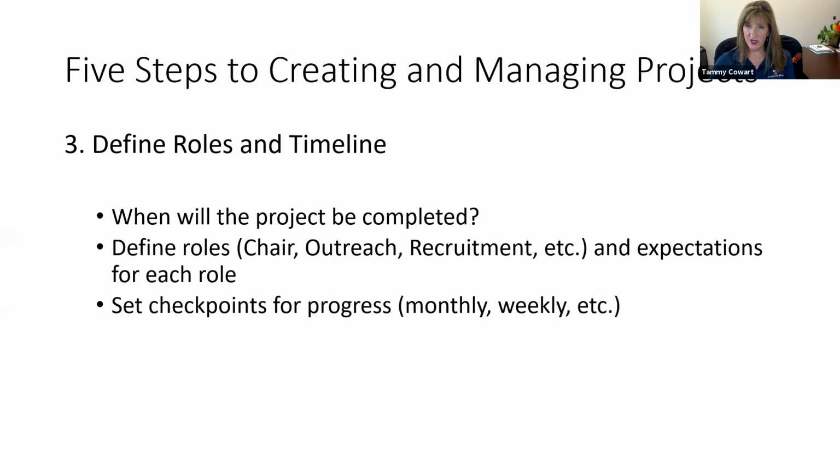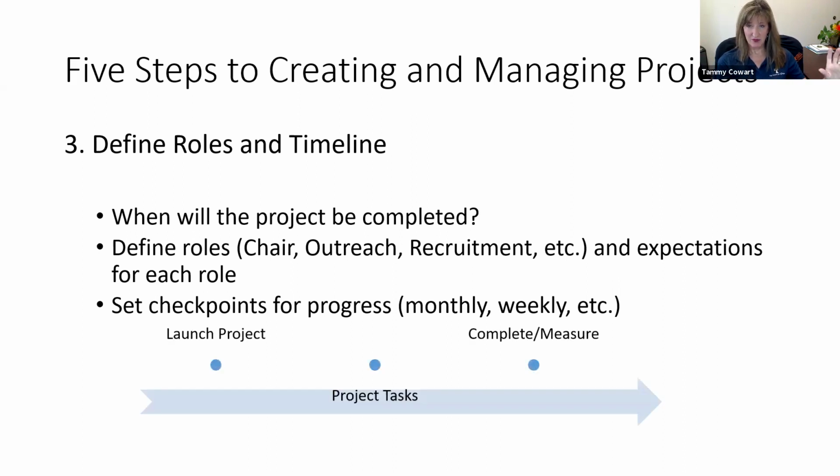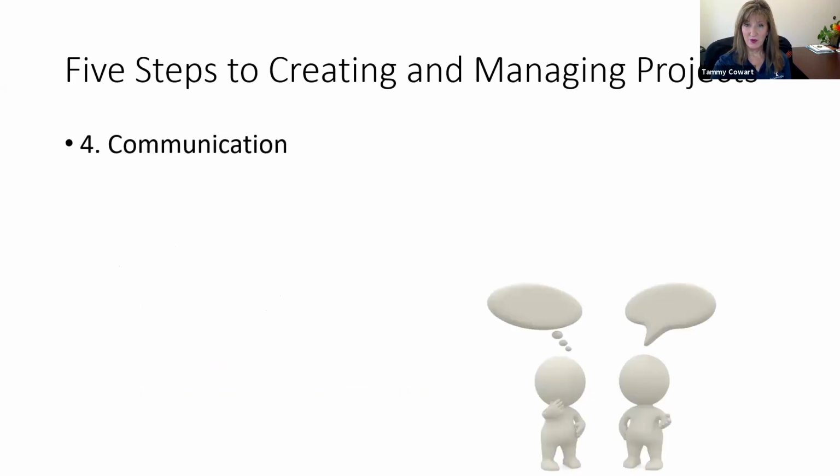And then setting checkpoints for progress. Whether the chair, the leader of the project, has a weekly meeting or maybe just a monthly meeting to check in and see where are we, how are we doing on the progress, have people made their contacts, does somebody need help? Maybe there's too much in this one area, and so sometimes it's good to make adjustments for those kinds of things. And progressing through that helps us get to the point where we can launch the project, complete our tasks, and then have measurable outcomes that we can report.